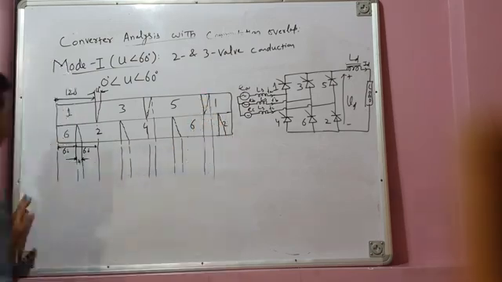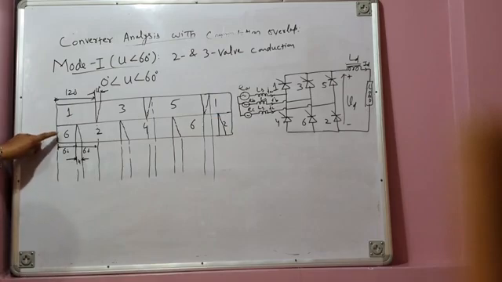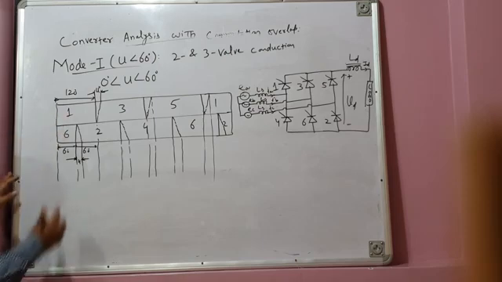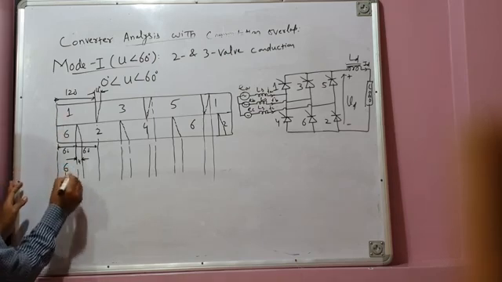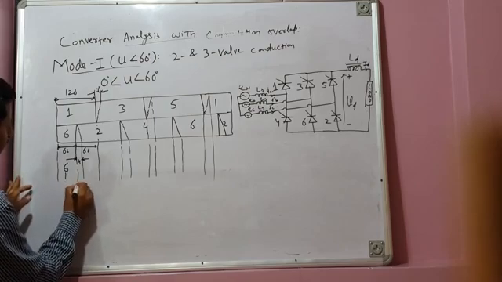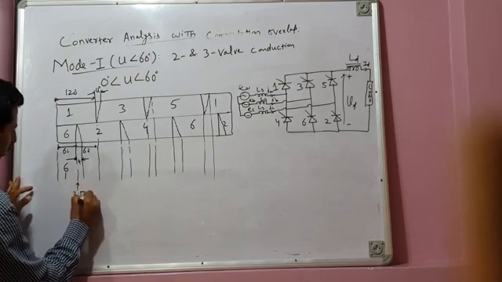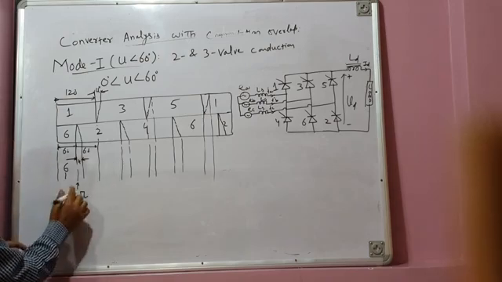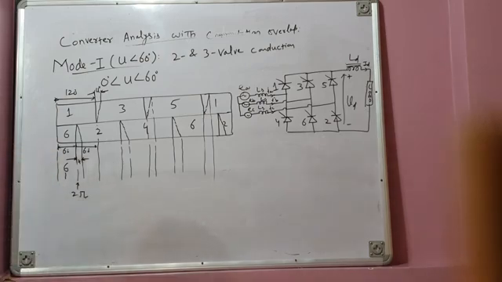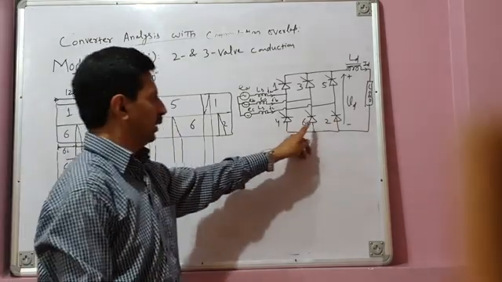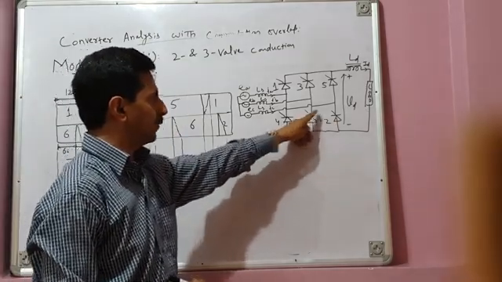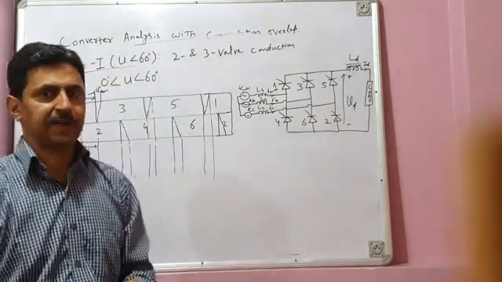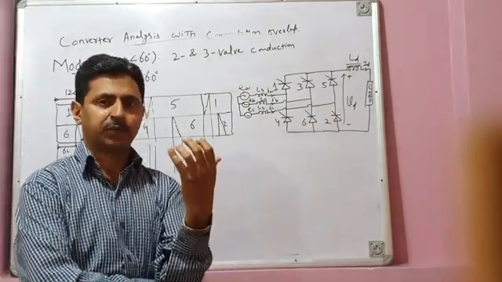We'll stop here. So previously 6 from the lower group and 1 from the upper group are conducting. So 6 and 1. And here a firing pulse is issued to valve 2. As soon as the firing pulse is issued to valve 2, there is transfer of current from valve 6 to valve 2. Unlike the previous case, there is not instant transfer of current.